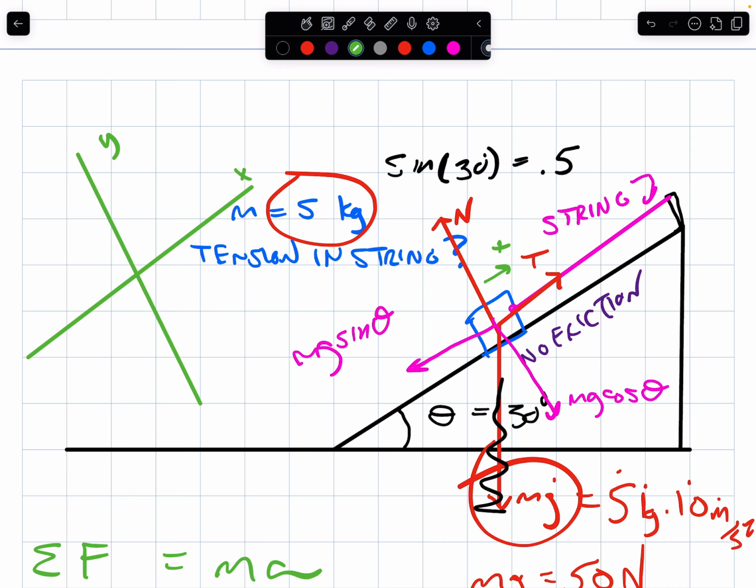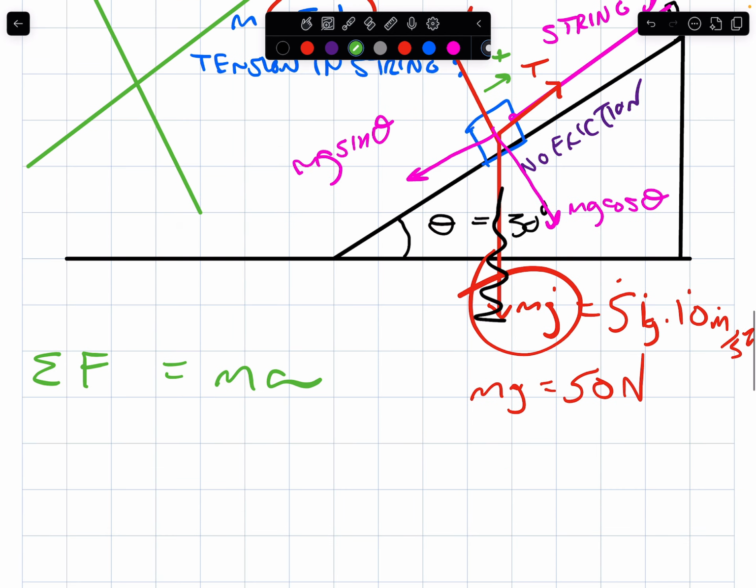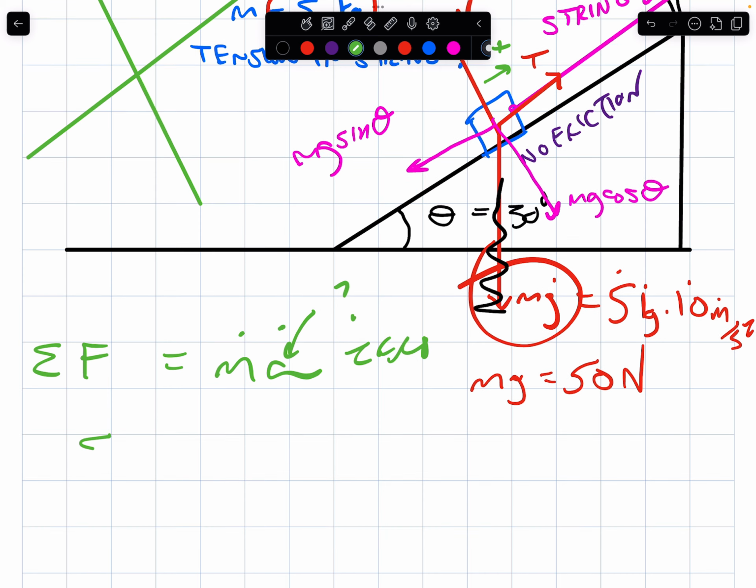But in this problem, the block is being held up by a string. It's not going anywhere. It's not moving. It's not speeding up. It's not slowing down. It's not changing the direction it was moving, if it was moving. It's sitting there still. So what does that tell you about this guy? Yeah, it's 0. And anything times 0 is still 0. This just tells you the net force acting on the object is, guess what? It's 0.